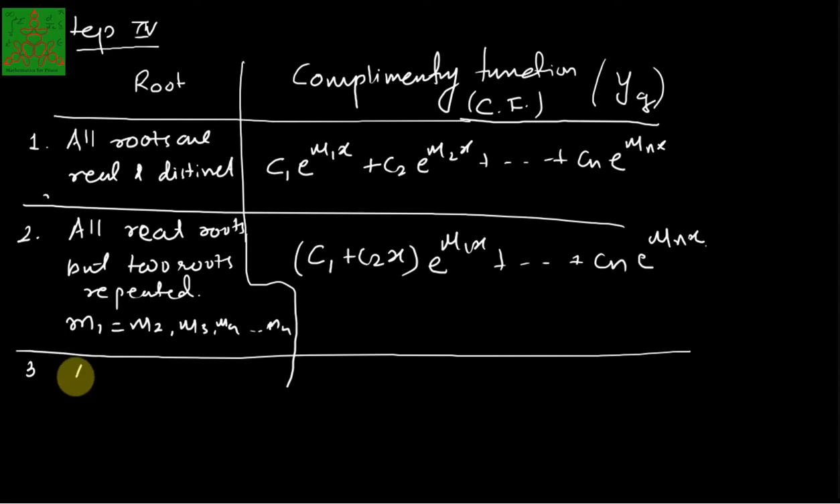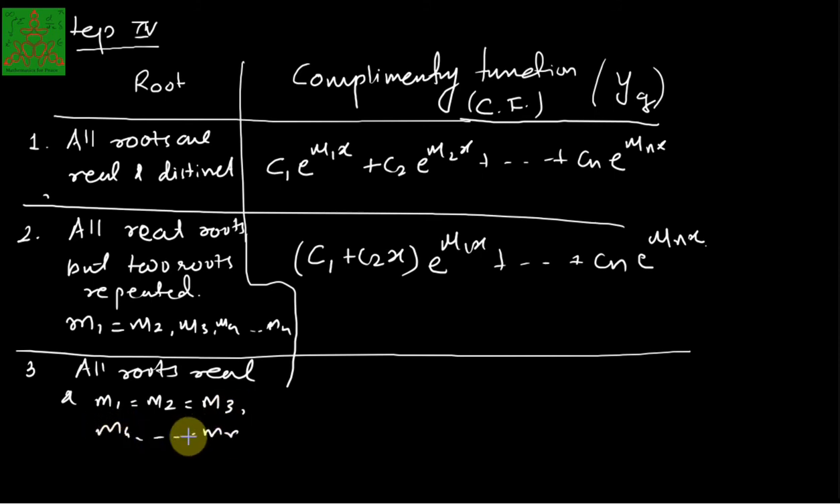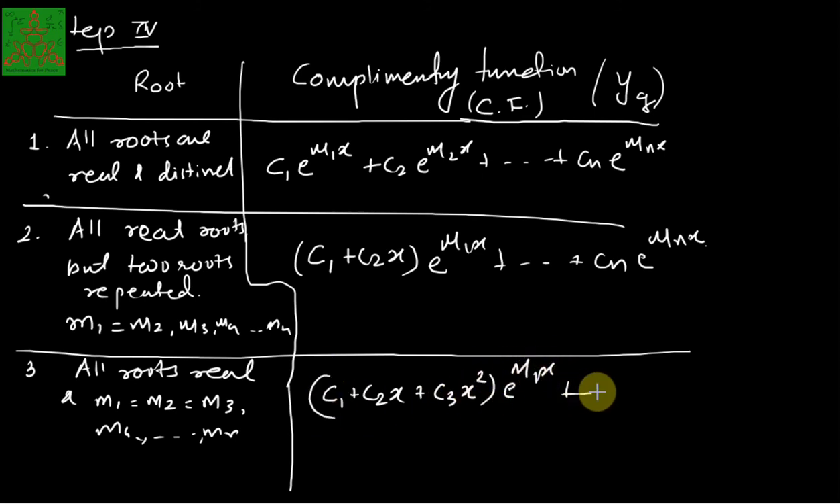Rule number 3 says that, let's say instead of two roots, three roots are repeated. For example, all roots are real and m1 is equal to m2 equal to m3. Three roots are equal and m4 up to mn are different roots. Then the complementary function can be written in the form of C1 plus C2x plus C3x square, e power m1x, up to Cn e power mnx.